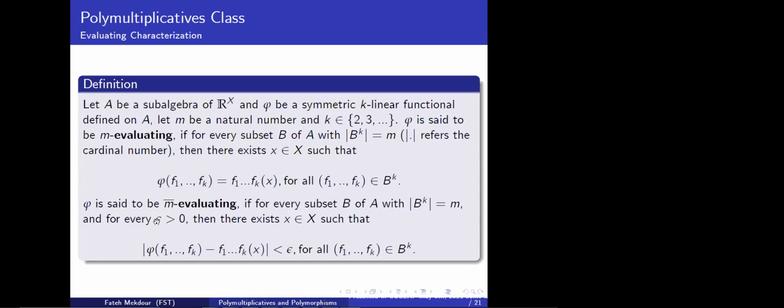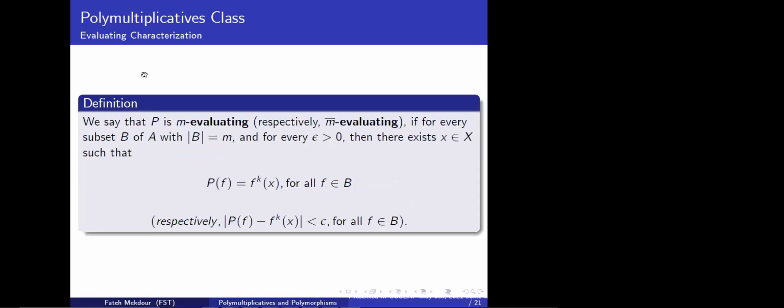And for every strictly positive element, there exists x in X such that we can approximate the value of phi by the product f1 through fk at x. Likewise, we define m-evaluating and respectively m-bar-evaluating for k-homogeneous polynomials P in a similar way and under the same assumption, and we get the following identities.